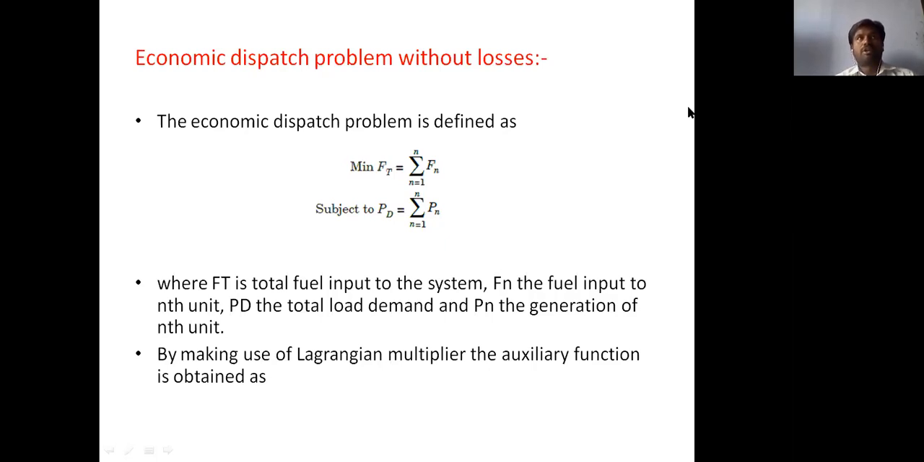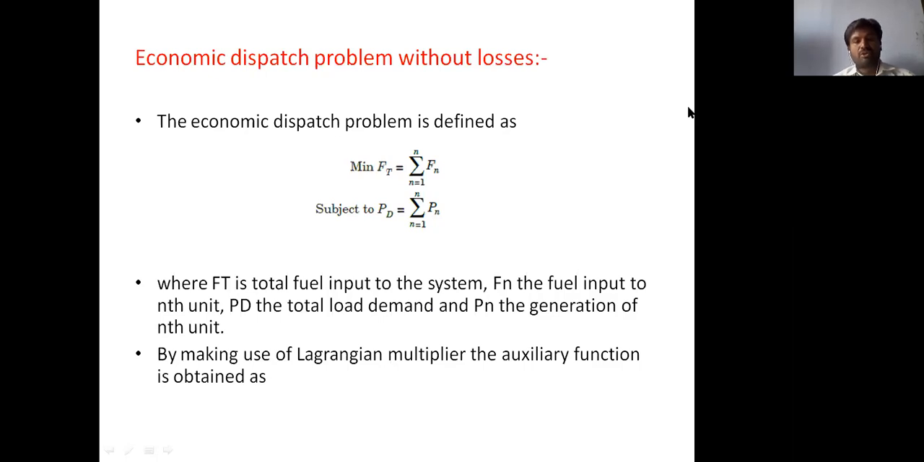There are a number of units and generators connected in a power system. The overall objective is to calculate the overall cost function, which is the economic dispatch problem, defined as minimum Ft equal to the summation of n equal to 1 to N of Fn. Here we consider the inequality and equality constraints involved. The constraint is that the total power generation equals the total load demand: PD equals P1 plus P2 plus and so on Pn, that is PD equals the summation of n equal to 1 to N of Pn.